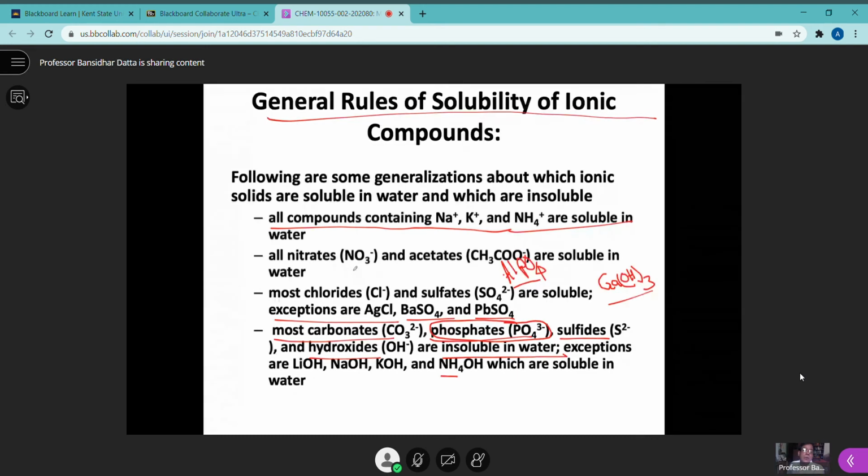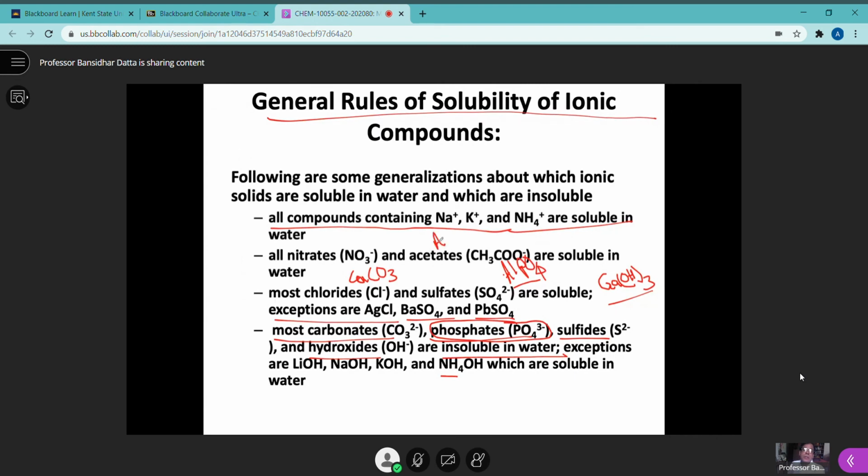Very good. Now, this one, CaCO3. Calcium. What's the name of this compound? Calcium carbonate. Very good. Soluble or insoluble? Insoluble. Thank you. Very good.